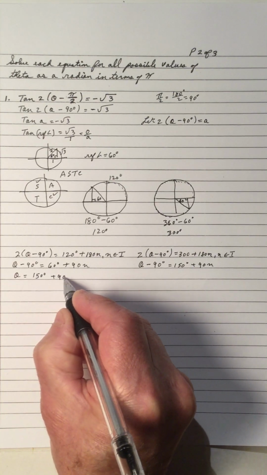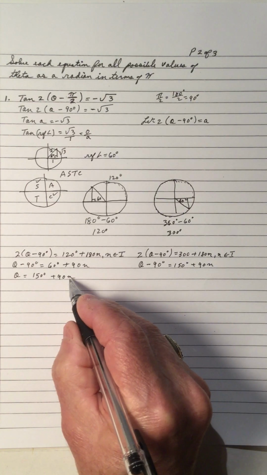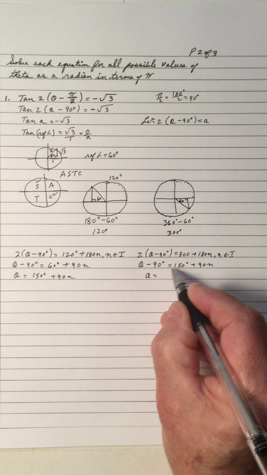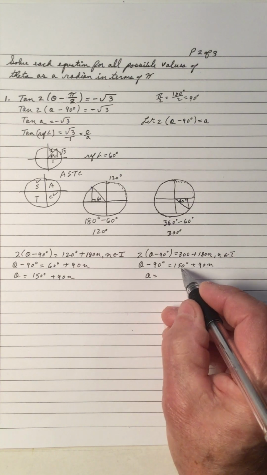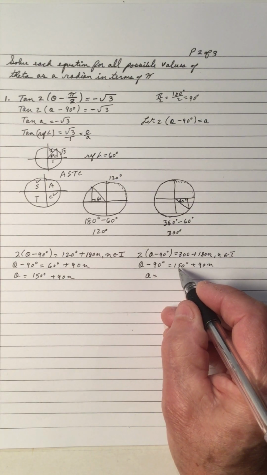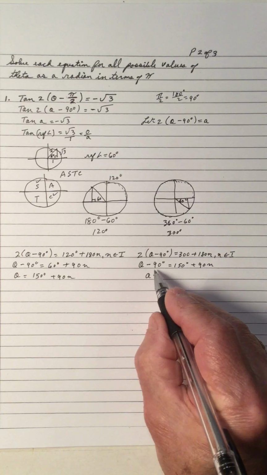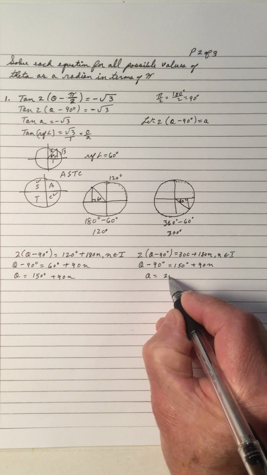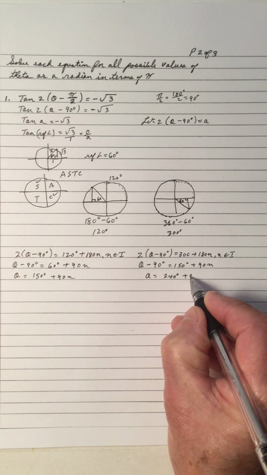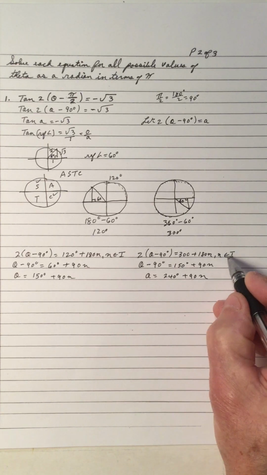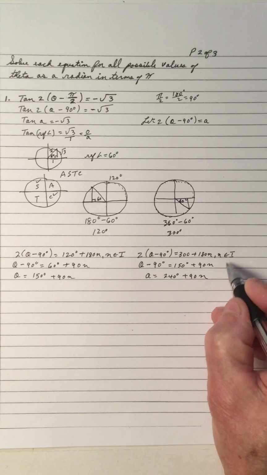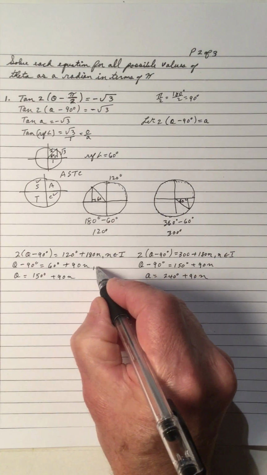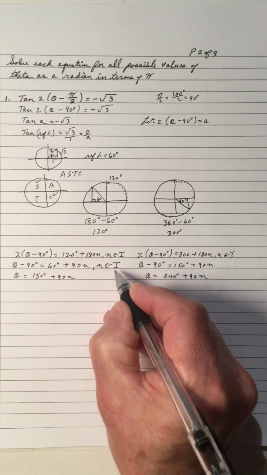Add on 90n, and we add the 90 here. 150 and 240 plus 90n, and I'm just leaving out the 'n belongs to the integers' until the end. Okay, well, let's put it in.